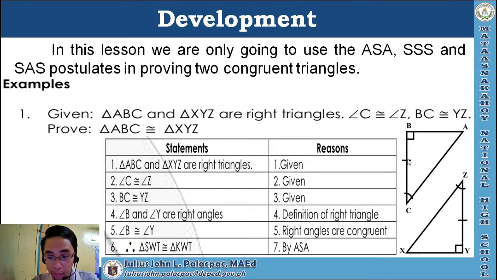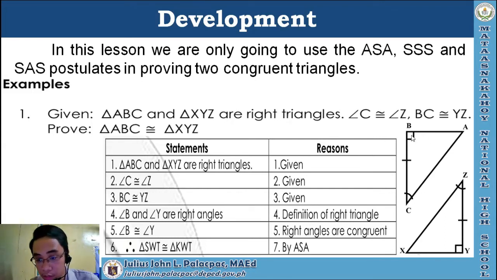Given rin siya. So, dito, kung mapapansin nyo, ito at ito ay side. Diba? Tapos, angle C at angle Z ay angle. Kung mapapansin nyo, itong angle B at angle Y forms right angles. So, pwede natin sabihin na angle B and angle Y are right angles. So, sa reason, ito yung definition of right triangle, wherein one angle of that triangle measures 90 degrees. So, we can also say that if they are right angles, they are equal. So, angle B is congruent to angle Y. So, ito yun, right angles are congruent.